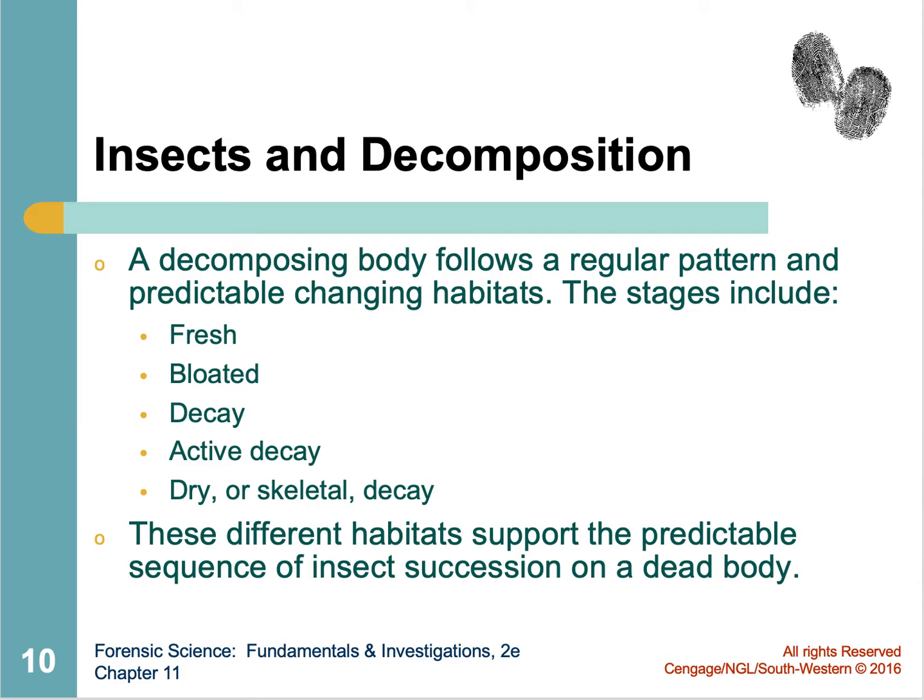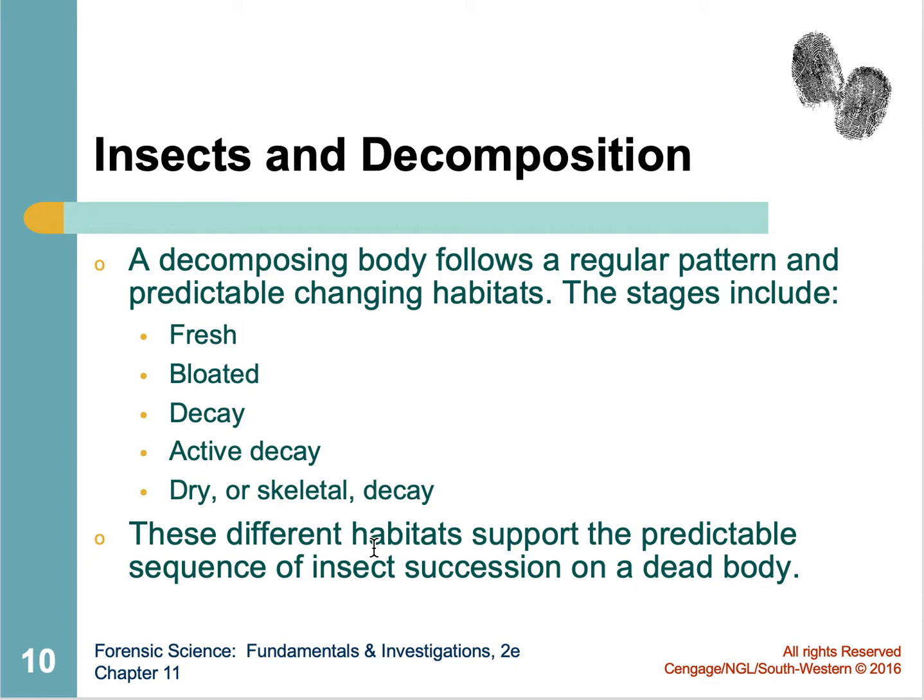Now remember, at each of these stages, you're going to pretty much recruit new animals. And the reason for that is because these are creating different habitats. Remember, a habitat is what supports these animals. In order for an animal to survive in a habitat, it must have food, it must have ambient conditions it can live in, temperature, moisture, things like that, as well as being able to reproduce. So as your body changes through decomposition, you are creating new habitats for the different types of insects that are going to feed on a decomposing body.